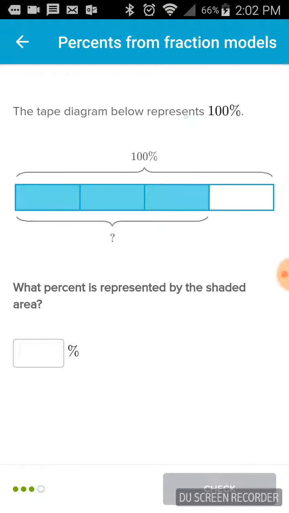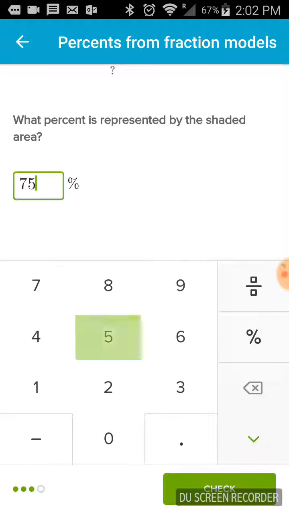Here's another tape diagram that represents 100%. So this time, the entire thing is 100%. So I want a piece of 100%. So there are 1, 2, 3, 4 pieces. 3 of them are shaded. So that would then mean that if the whole thing is 100%, broken up into 4 pieces, each piece is worth 25%. So if this is 25, 25, 50, 75%, the shaded area is 75%.